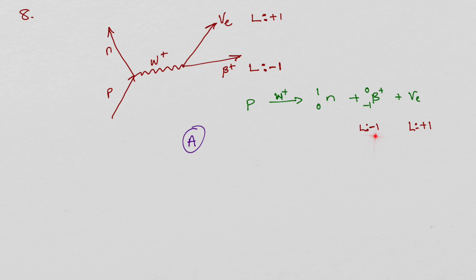Note the charge on the lepton on beta plus is -1 and the lepton on the electron neutrino is +1. So that's conserved. Charge is conserved, and so this is A.